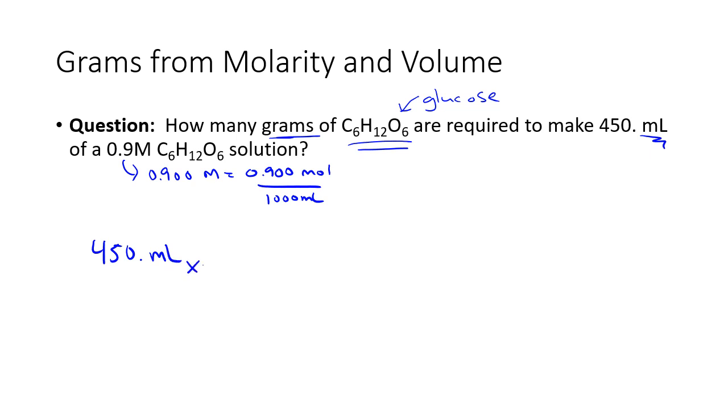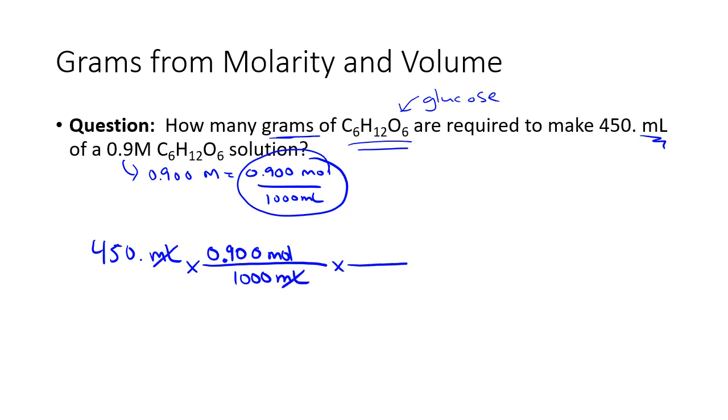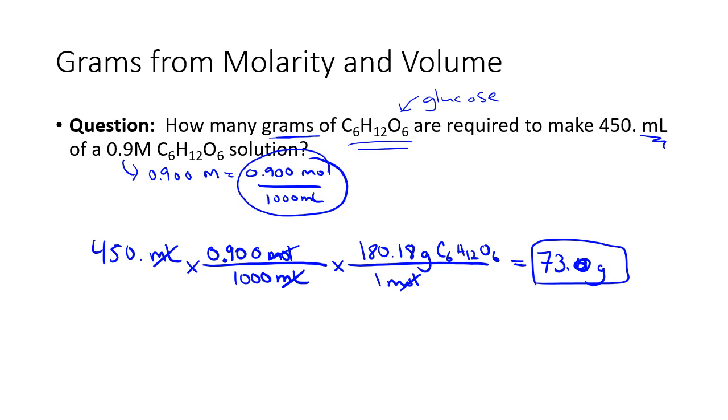milliliters, and I'm going to use the 0.9 moles. In this case, I can leave the ratio alone and write down 1,000 milliliters there. That would cancel out milliliters. And then, in order to find out how many grams there are, I would need to know the molar mass. The molar mass of glucose is 180.18. And so that would cancel out moles per 1 mole. And so when I do that, I get something around 73.0 grams of glucose that you would need in order to make a 0.9 molar solution in 450 milliliters.